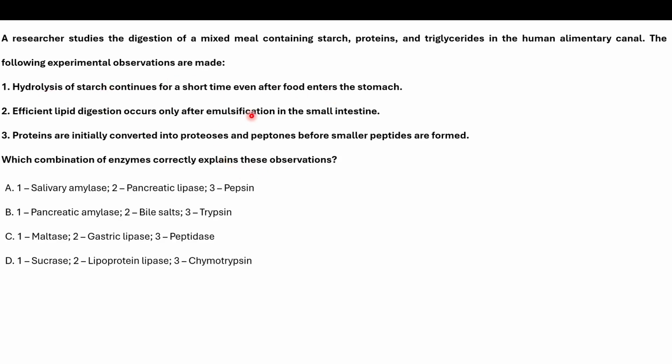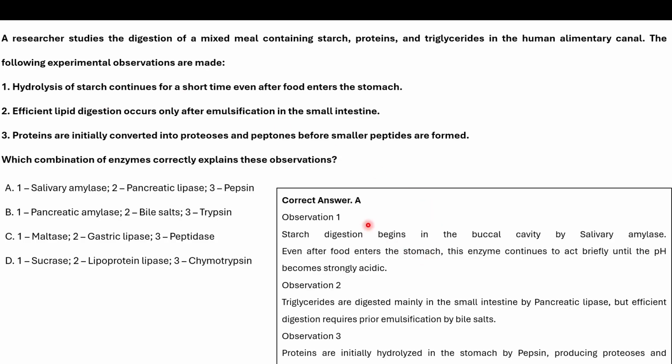So basically, these are the three effects that we are seeing, and which enzymes are doing this function, we have to match in this question. So first one is starch hydrolysis continues for a short time even after food enters the stomach, which is acted upon by salivary amylase or ptyalin. So starch digestion begins in the buccal cavity by salivary amylase. Even after food enters the stomach, this enzyme continues to act briefly until the pH becomes strongly acidic, thereby affecting the activity of the amylase enzyme.